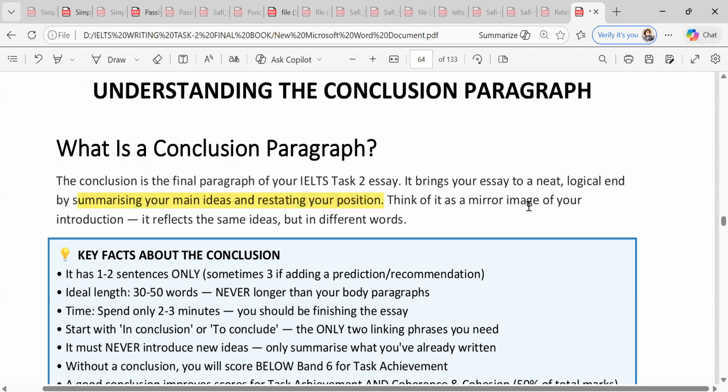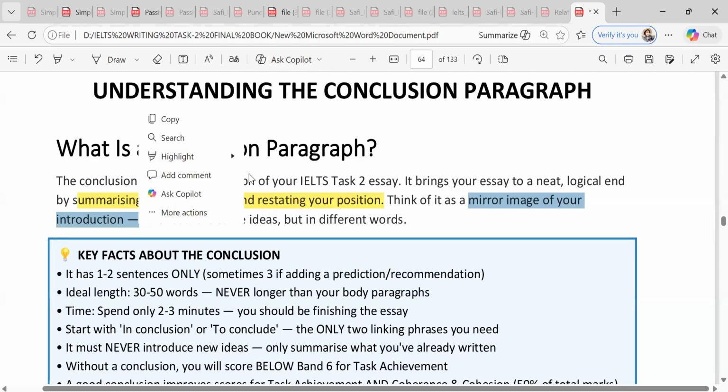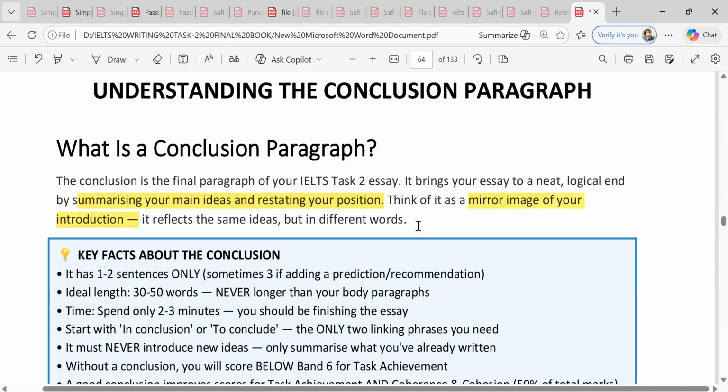Think of it, for example, as a mirror image of your introduction. Your conclusion, clear, is a mirror image of your introduction. It's the same thing, like the way we studied the introduction paragraph. It reflects the same ideas, but in different words. You just want to conclude that.